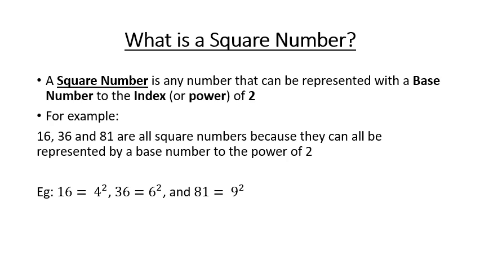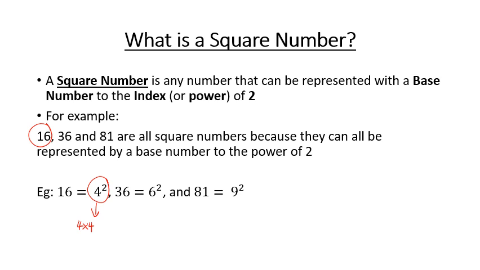Well, essentially a square number is any number that can be represented with a base number to an index or a power of 2. So for example, 16 is a square number because 16 is 4 to the power of 2. Or, we remember, this means 4 times 4.